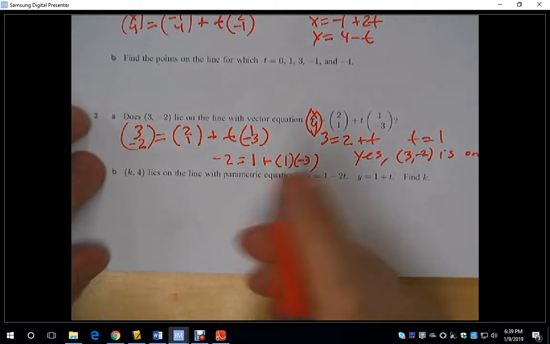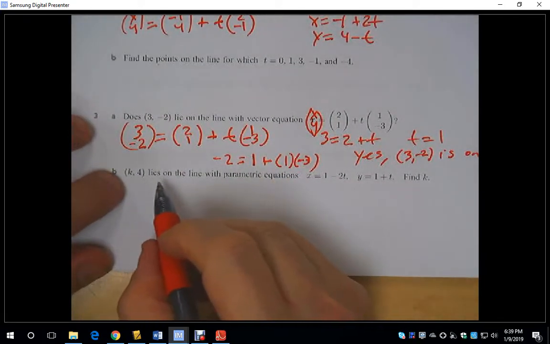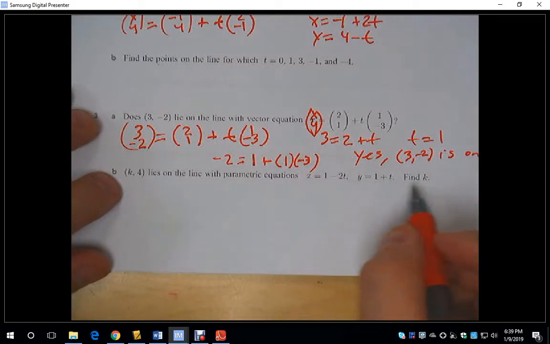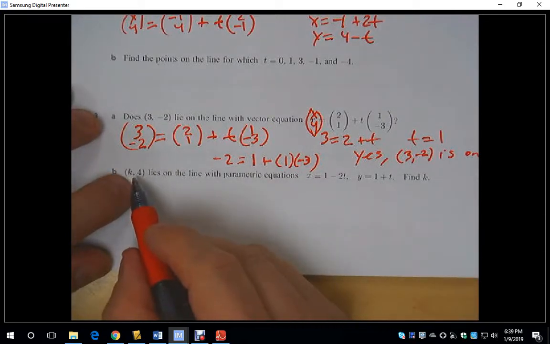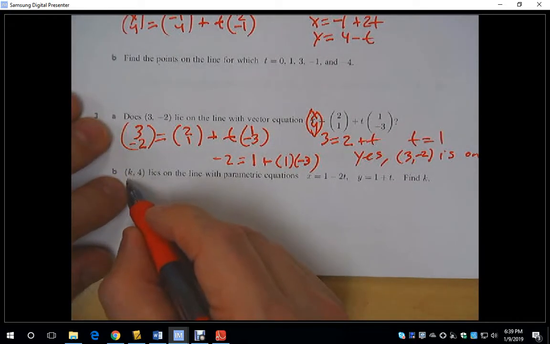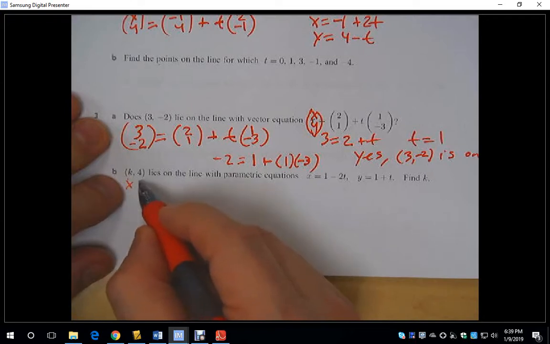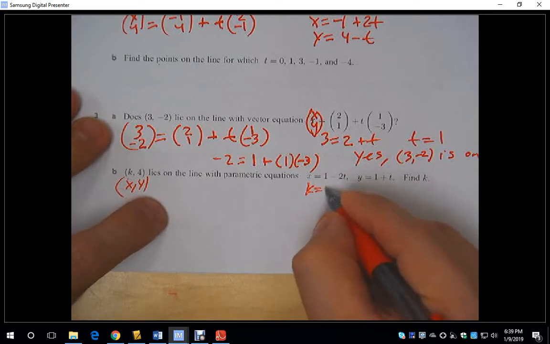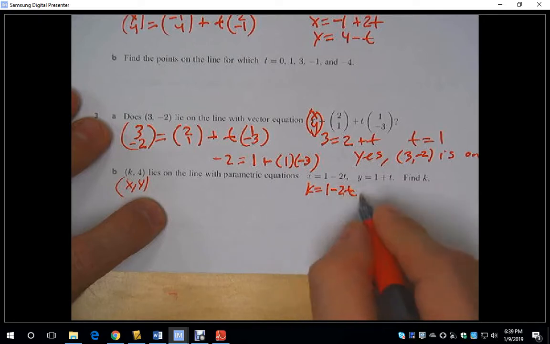Let's look at the next one. It says here, (k, 4) lies on the line with the parametric equations. I have these parametric equations here, and I want to know what k is. So k is my x value, and 4 is my y value. I'm going to plug those values in here. So I have k equals 1 minus 2t. That's not really helpful. I have one equation and 2 unknowns.